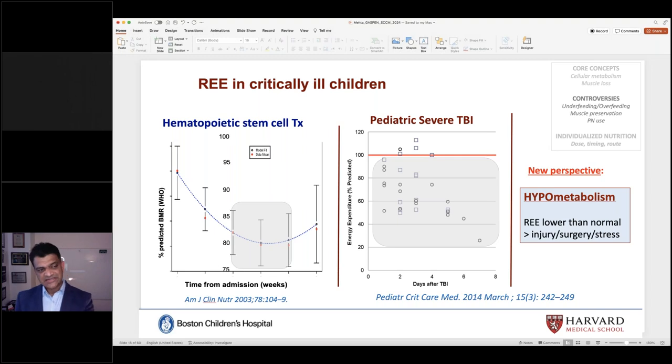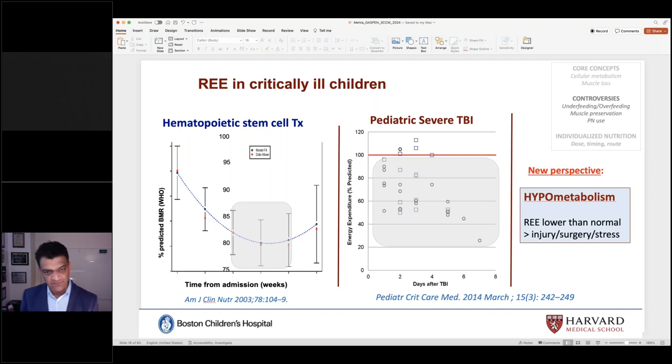In fact, we started seeing on the y-axis that the measured energy expenditure was lower than what we had predicted, which was the basal metabolic rate by equations. And this is a problem with equations, which are developed from healthy individuals. But these sick patients had lower than expected energy expenditure. In fact, they nadired down in the first couple of weeks and never actually reached 100% of what we thought they would be.